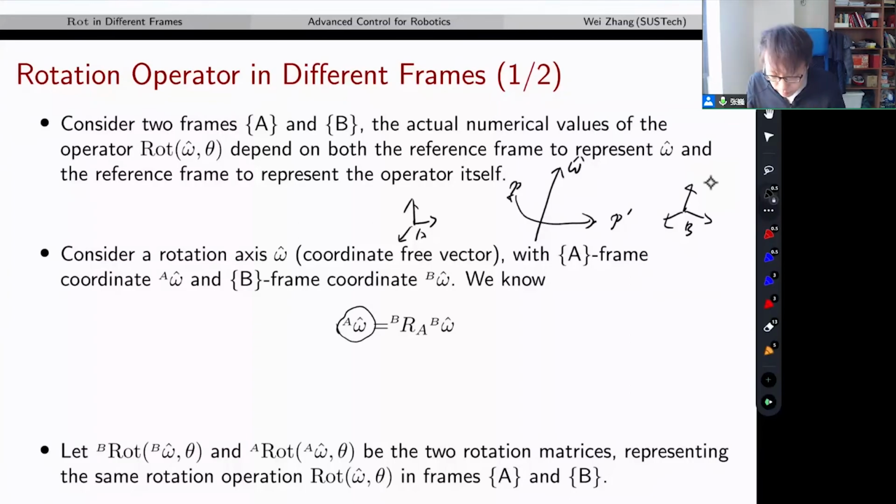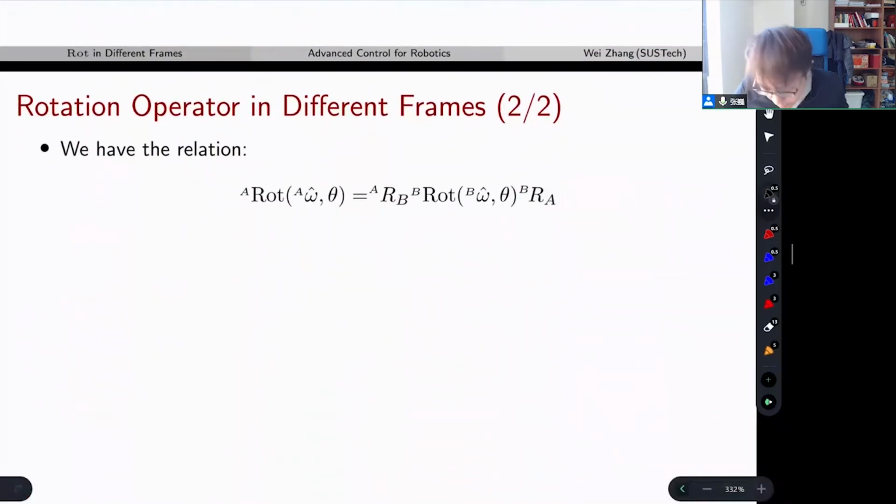All right. And in this case, this is a free vector, by the way. So omega hat A equals R_AB times, I think I wrote it wrong, right? R_BA. So omega hat B. Okay, there's a relation. Now let's derive how the overall rotation operator differs.